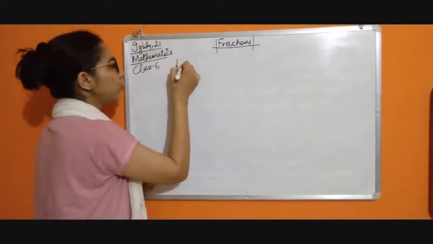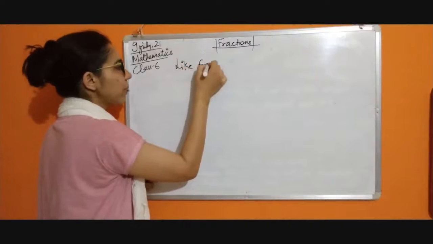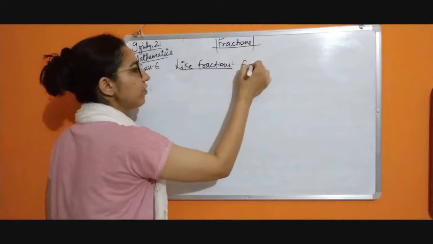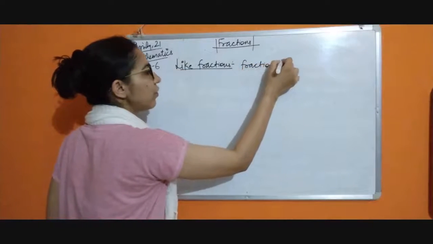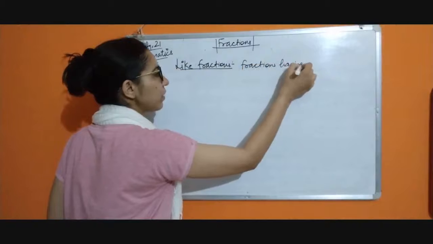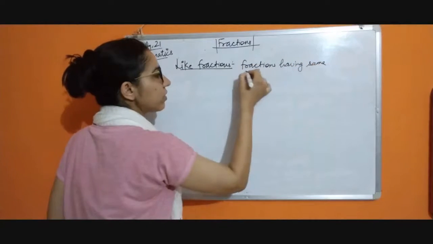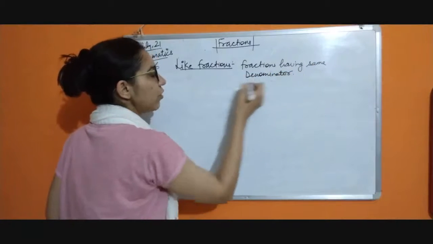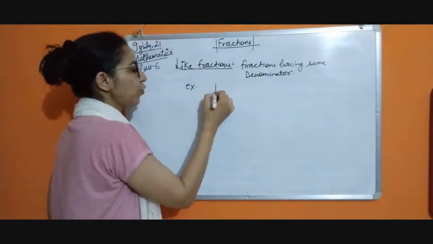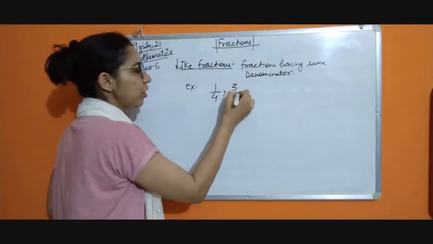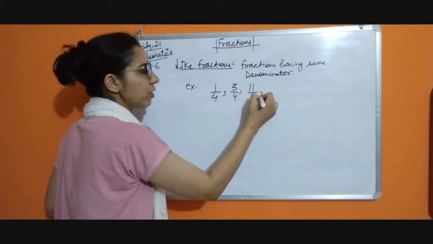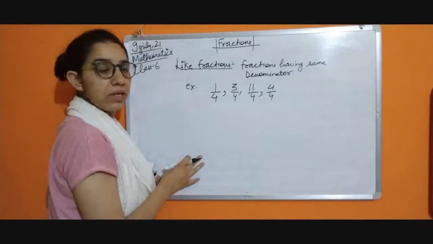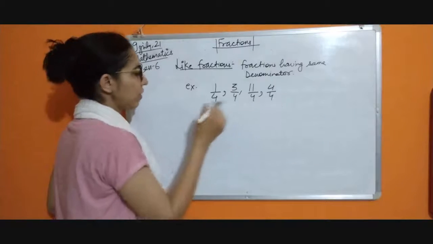Like fractions are those in which the denominator is the same. Okay? Like fractions are fractions having the same denominator. Suppose we have 1 by 4, 3 by 4, 11 by 4 or maybe 4 by 4. These fractions all have the same denominator, that is 4. So these are like fractions.